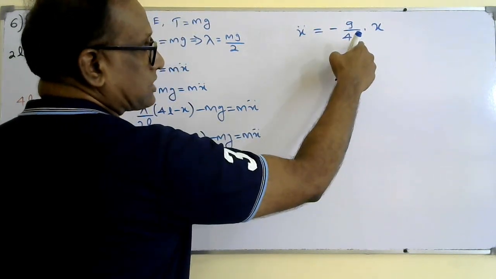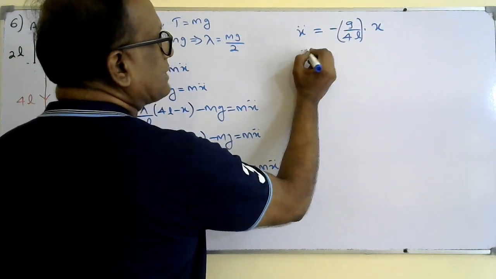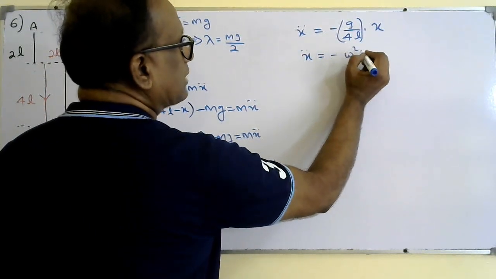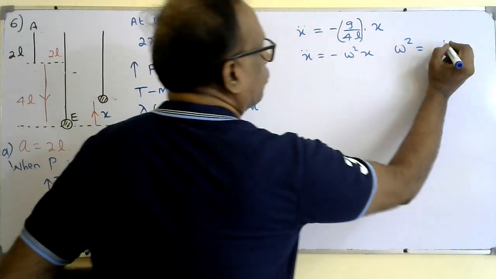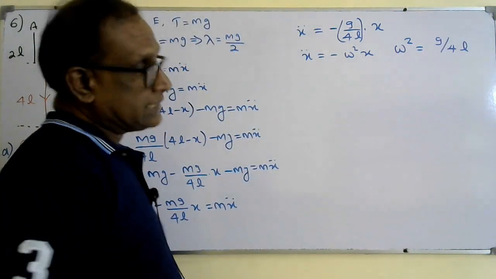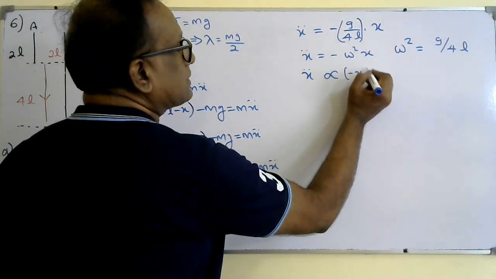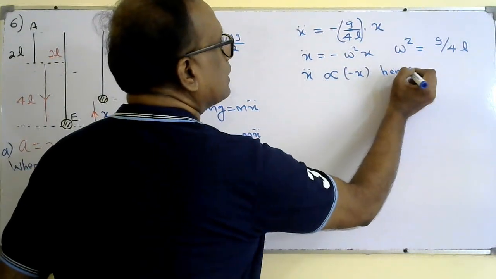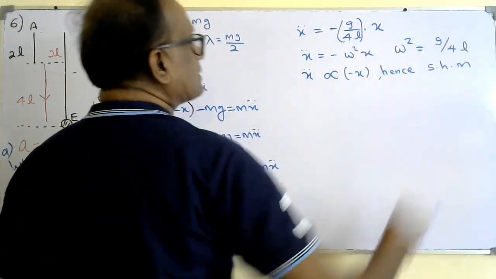G is constant, L is constant, so this is going to be omega squared. So this is in the form of x double dot equal minus omega squared x, where omega squared equal g over 4L because both g and L are constants. So x double dot is directly proportional to minus x, hence simple harmonic motion. Omega is this one.